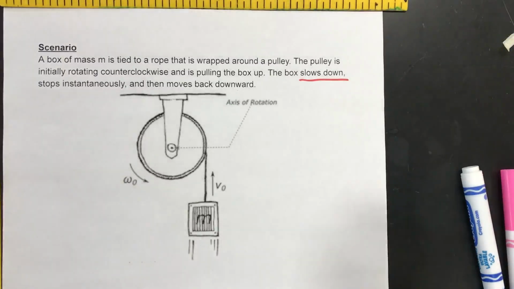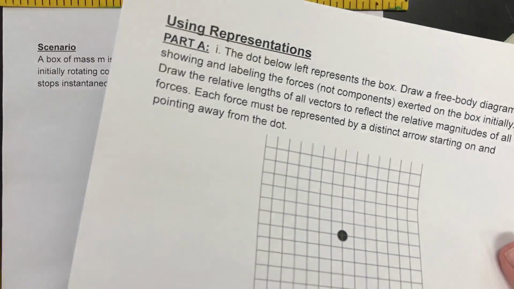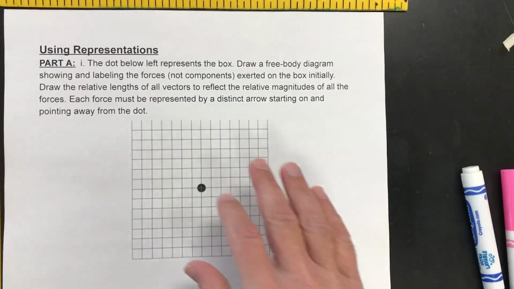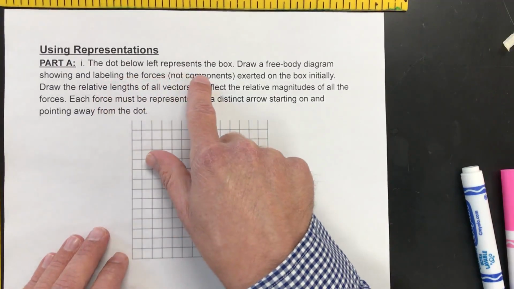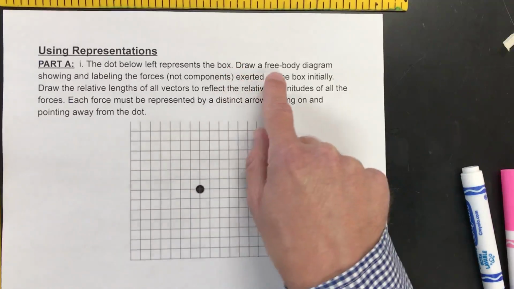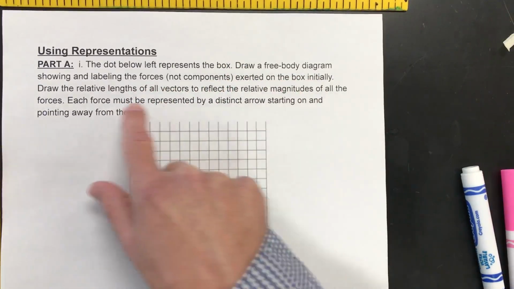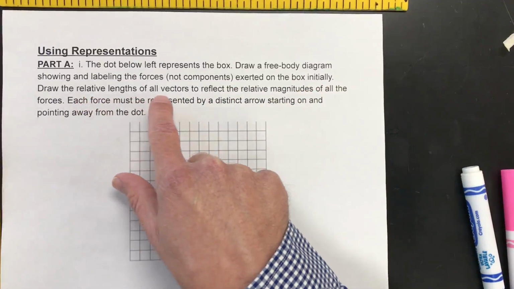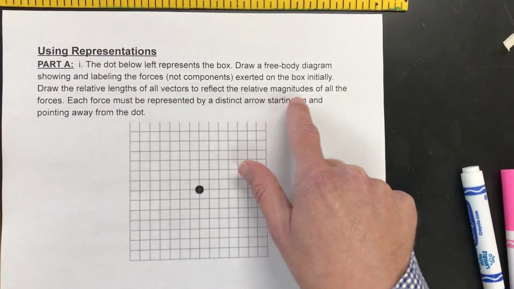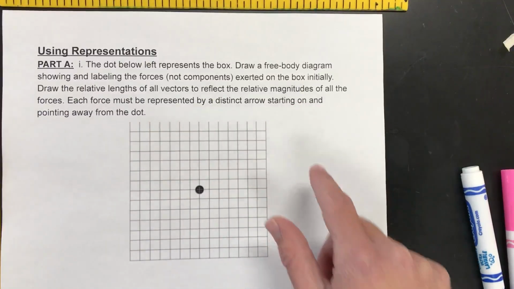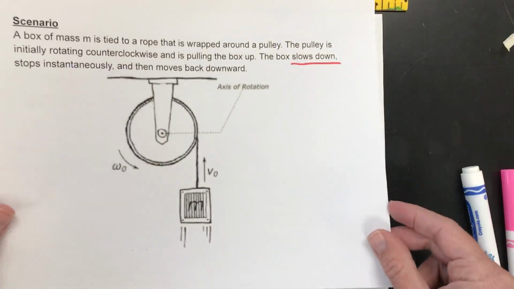All right, so first thing is, that's why it's called forces versus torques. They're going to have us think about some of the ways in which forces are similar to torques and then some key differences. So it says the dot below represents the box. Draw a free body diagram showing and labeling forces, not components, exerted on the box initially. Draw the relative lengths of all vectors to reflect the relative magnitudes of forces. Each force must be represented by a distinct arrow starting on and pointing away from the dot.